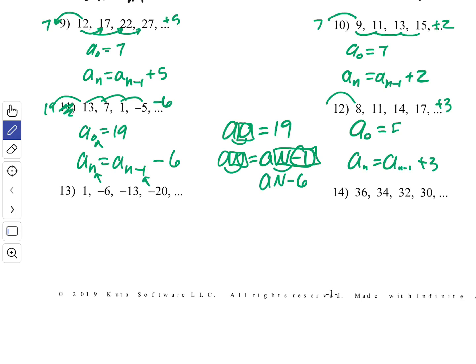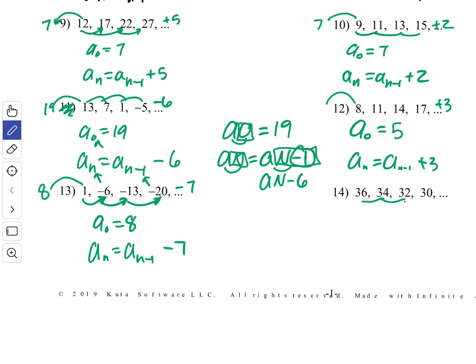And we can see the growth of plus 3. Going backwards, we start at 5. I think we already did that one, didn't we, on an example? Got a freebie there, didn't you? 1 to negative 6 to negative 13 to negative 20, subtracting by 7. Going backwards, we'd start at 8 to subtract by 7 and get 1, so a sub 0 equals 8. A sub n equals a sub n minus 1, subtracting by 7.